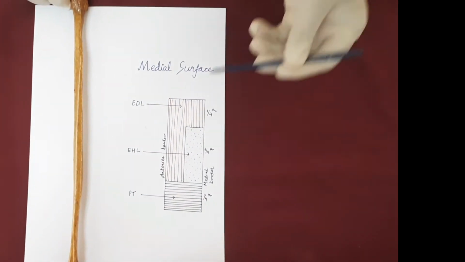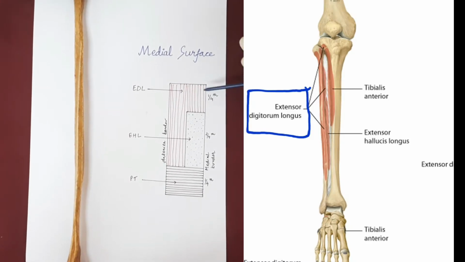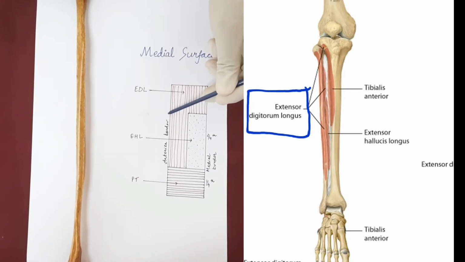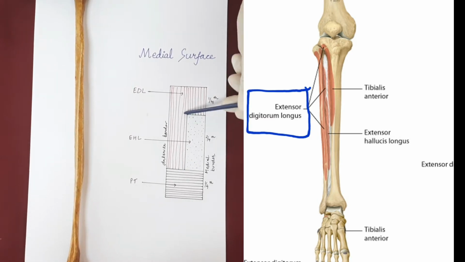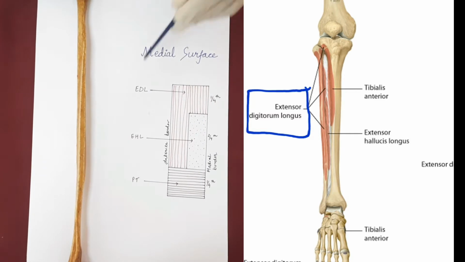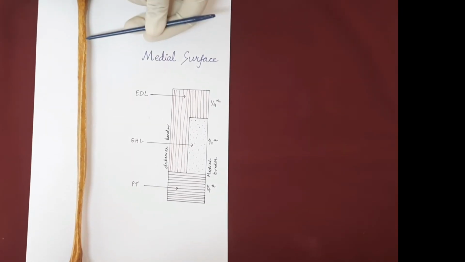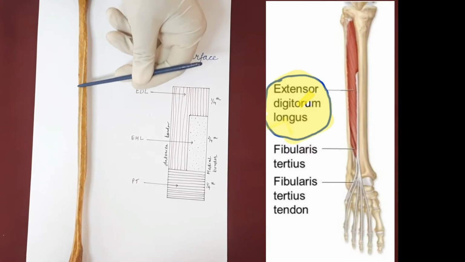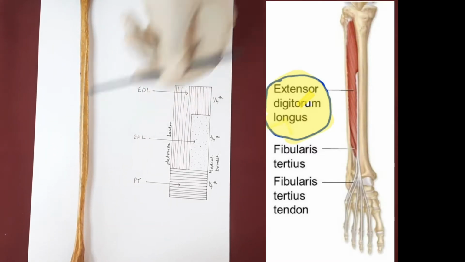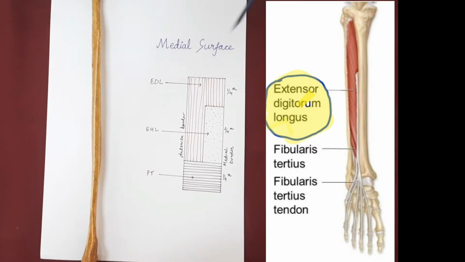Now, over the upper 1/4 and the anterior part of the middle 2/4, there will be attachment of the extensor digitorum longus. Upper 1/4 and anterior half of the middle 2/4, there will be attachment of the extensor digitorum longus.